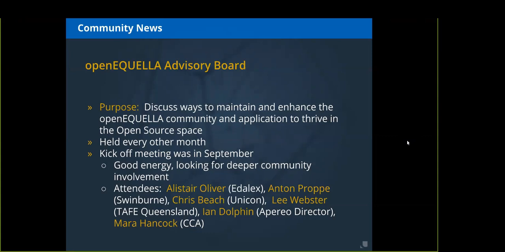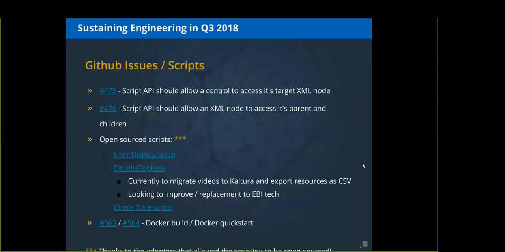The overarching theme that came out is that we're really looking for deeper community involvement in the openEQUELLA platform. For the folks that make up the advisory board at this time, there's Alistair Oliver from Edelax, Anton Propp from Swinburne, myself from Unicon, Lee Webster from TAFE Queensland, Ian Dolphin, who's the Aperio director, and then Mara Hancock from California College of the Arts.